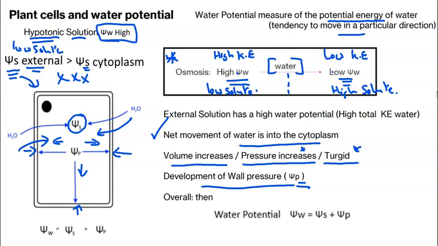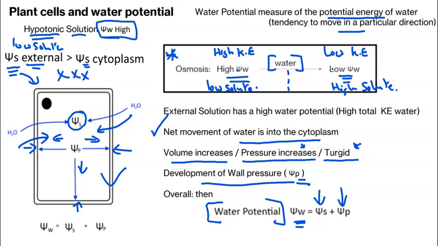So overall then, what we know is that the tendency of a cell to attract water, the water potential, is now going to be described in terms of psi S, the concentration of the solute in the cytoplasm, and the development of the cell wall pressure.